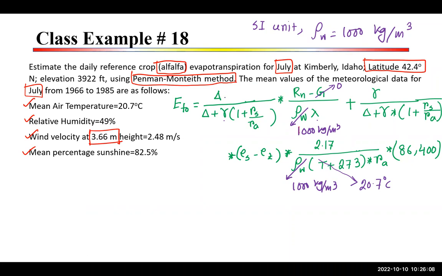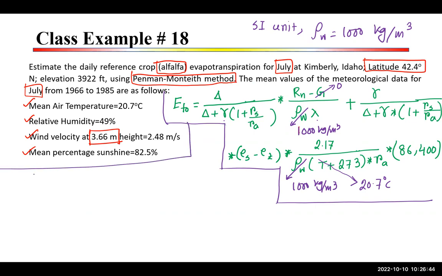Now we need to find out delta, gamma, and lambda, and ES and EZ, 5 things, right? So to do that, we need to know the temperature, which is 20.7. So we kind of know that we need to do the interpolation. It is 20.7, it's not any integer number. So what we will do, I will skip the interpolation because I know you already know how to do the interpolation. So I will just directly give you the value of all of this, okay? But all of those are interpolated.